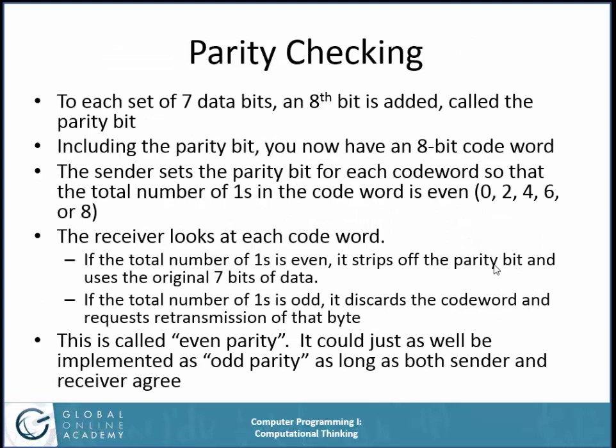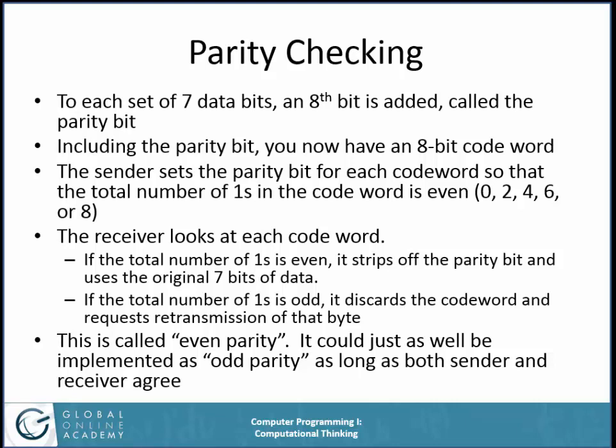Here's a typical way to do parity checking. To each set of 7 data bits, an 8th bit is added. Or maybe to every 8 bits, a 9th bit is added. Or to every 9 bits, a 10th bit is added. But typically, for every set of 7 data bits, an 8th bit is added. And this is called the parity bit. Now, if you add 7 data bits and you add the parity bit, you now have an 8-bit code word, 7 bits of which are the data you're trying to send. Maybe it's part of the music that you're streaming.